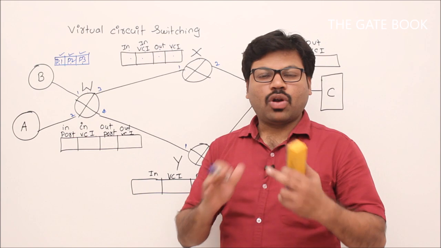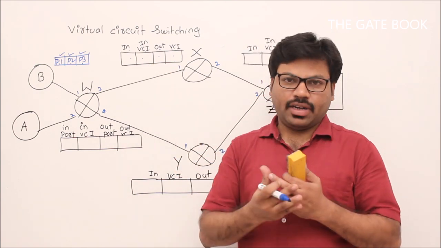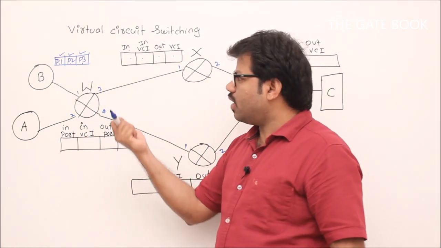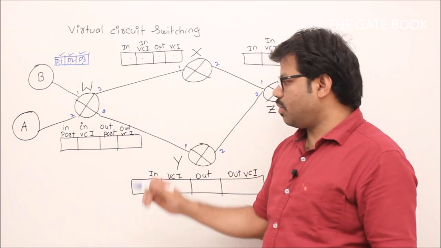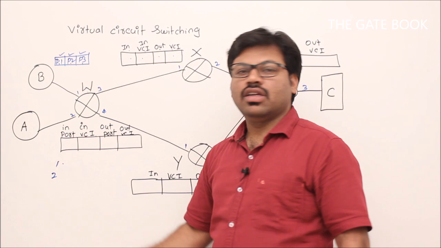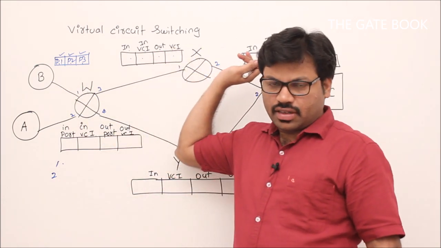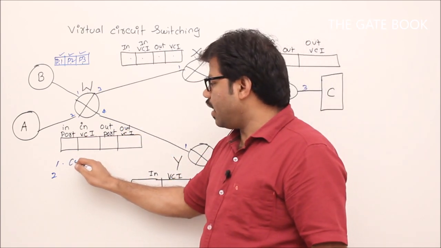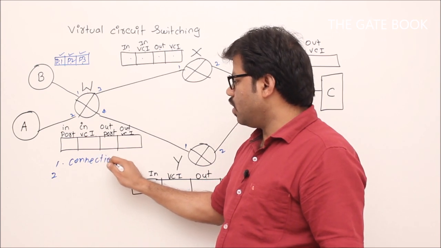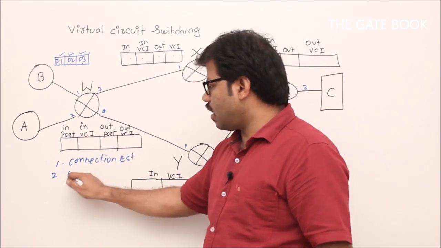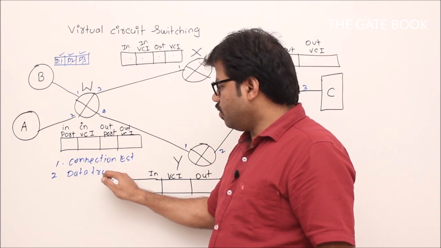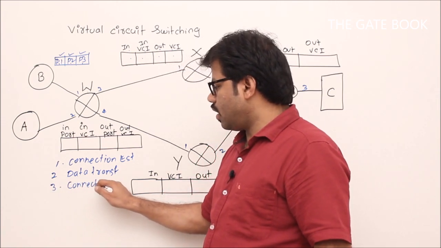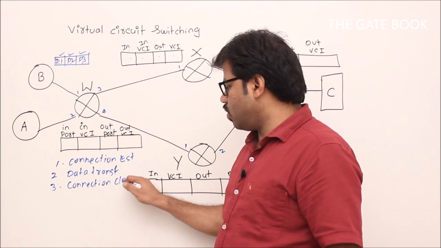So we will now see the broad idea of how virtual circuit switching will be implemented. Let's begin with B. Before that, how can they establish the connection and what is this entire scheme? I will tell you. Step number 1 is that whenever B wants to talk to the end system, it will first try to establish the connection. So the connection establishment phase is the first thing. Second one, data transfer. Third one, connection closing, where they close the connection.